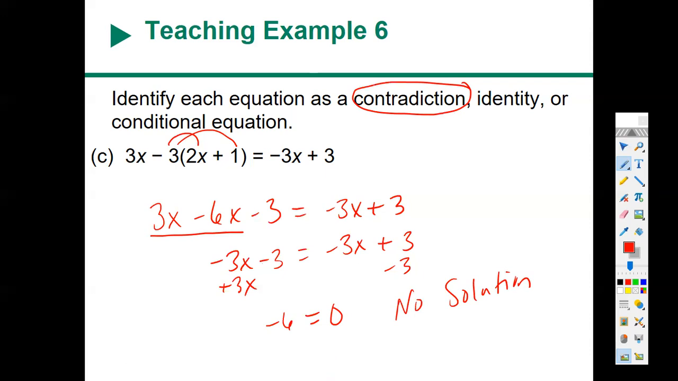All right, how do we feel about contradictions, identity, and conditional equations and identifying them? A contradiction could be any number. It just has to be a false statement, but it'll usually come down to 0 equals something that's not 0. Yep. Then it's a contradiction.